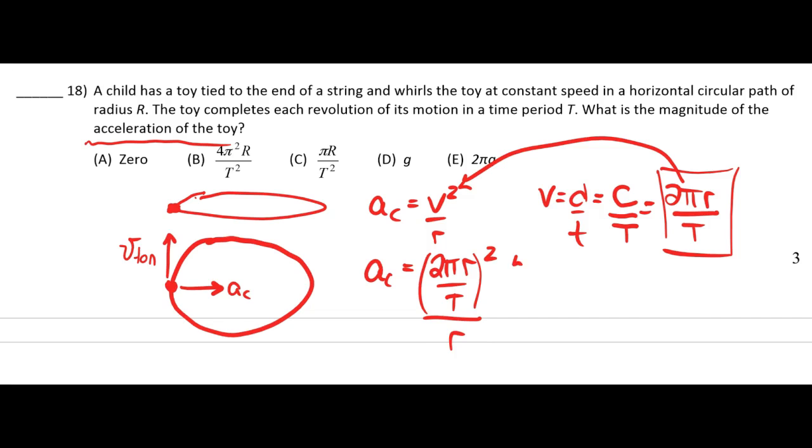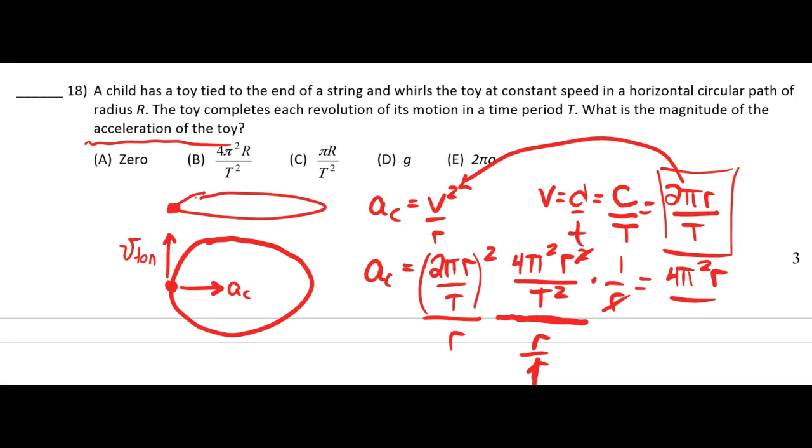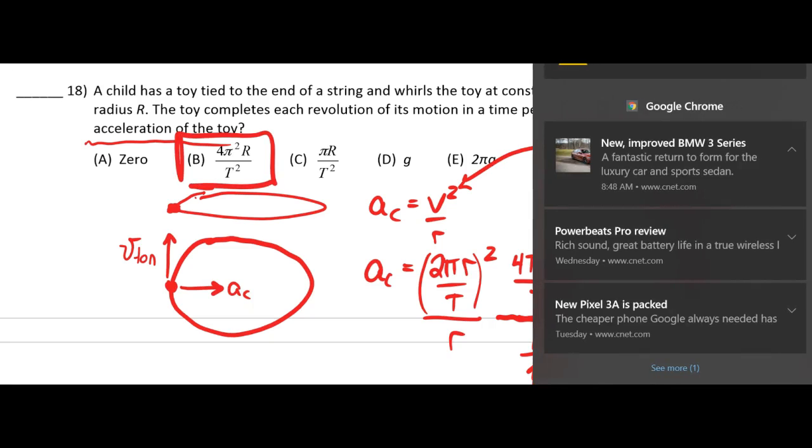So once I square that, I get a complex fraction of 4 pi squared r squared over period squared over r. Since I have a complex fraction, I can consider the denominator of the complex fraction r over 1, and then multiply both sides by the reciprocal of 1 over r. And we see that one of the r's in the numerator cancels out with that r, and I get 4 pi squared r over period squared being an expression for acceleration. And that's where choice B becomes our best choice.